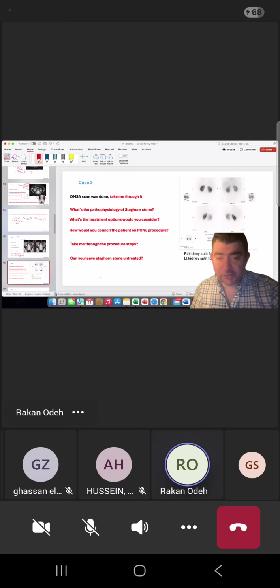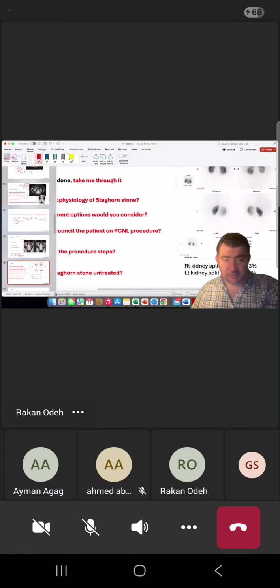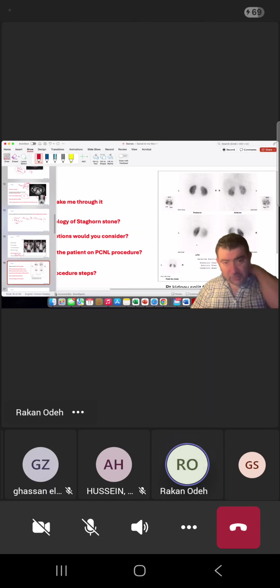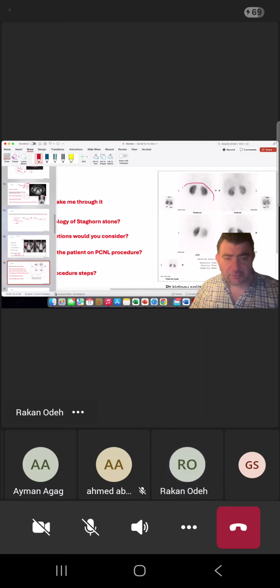Fair enough. Okay. So this is the DMSA scan, Peter. Can you take me through it? Let me make it bigger for you, maybe. So this view is a posterior anterior view, is it? Yes. Okay. So which means left is left and right is right. And right is right, yeah. Okay.